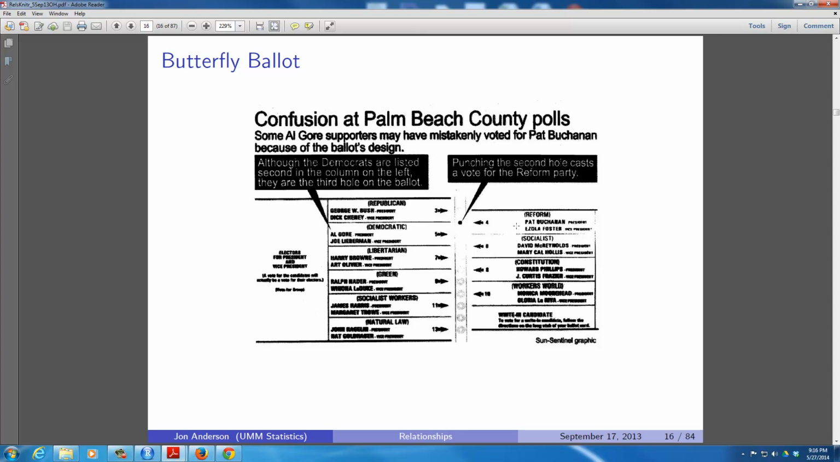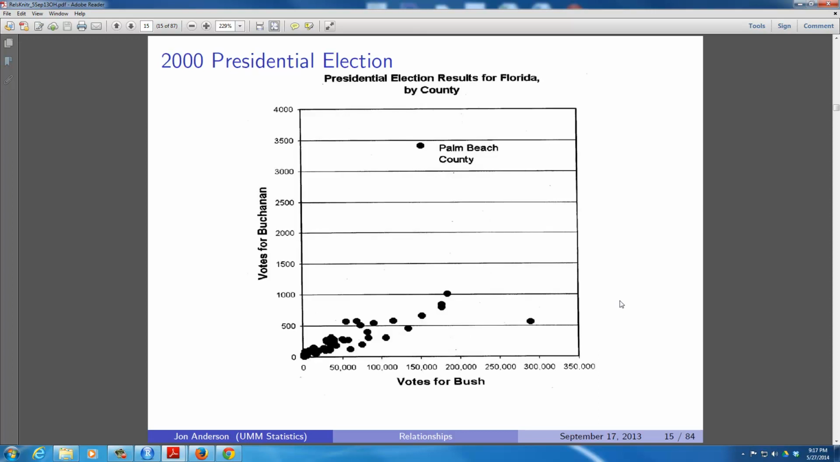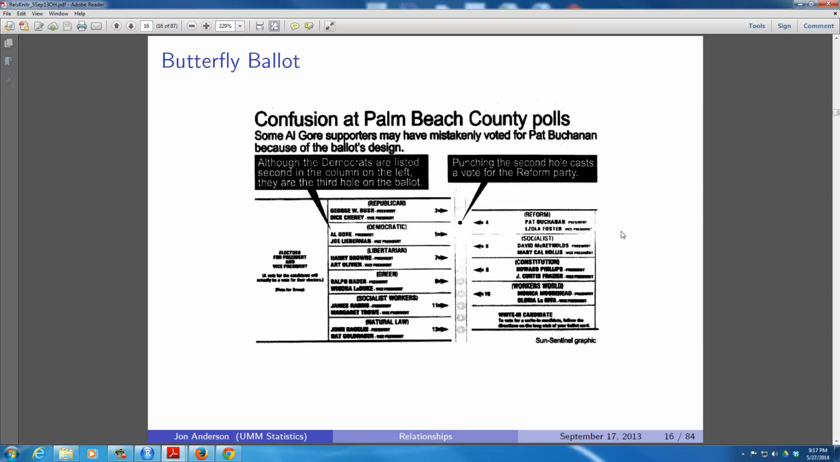And so people with bad eyesight, like myself, or being very old, also like myself, would make mistakes and accidentally vote for Pat Buchanan, even though they were probably trying to vote for either Al Gore or George Bush. They would circle in the wrong dot, therefore producing abnormally high vote counts for Pat Buchanan. Basically, bad form ballot design caused that problem.